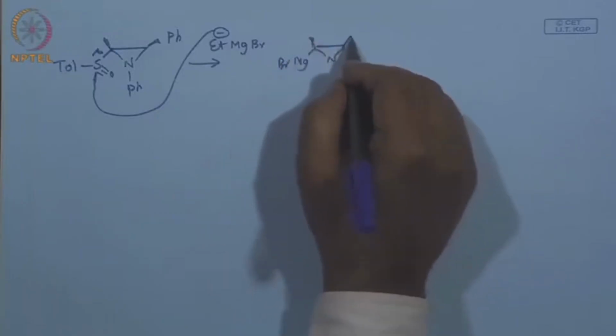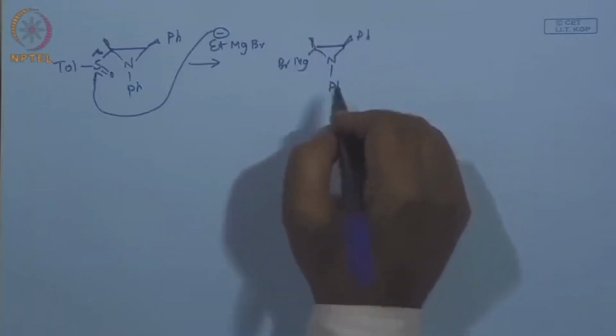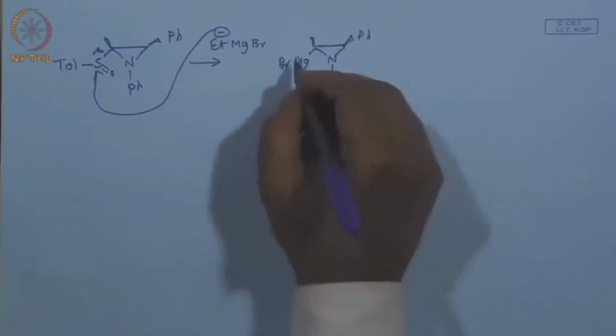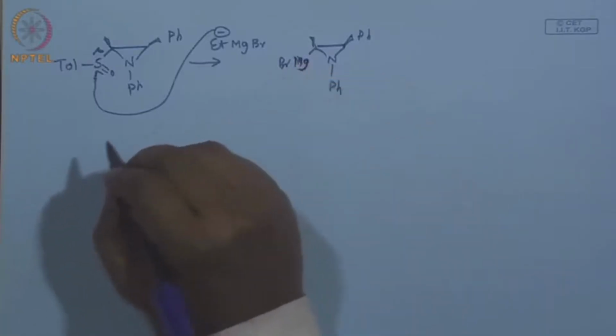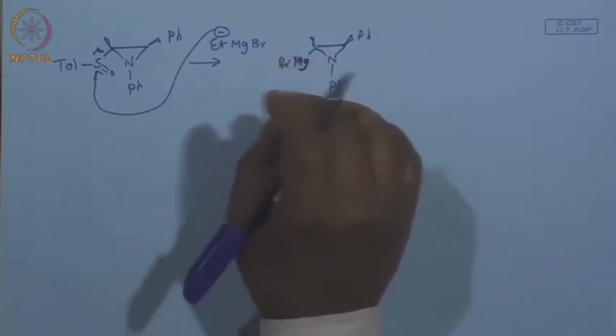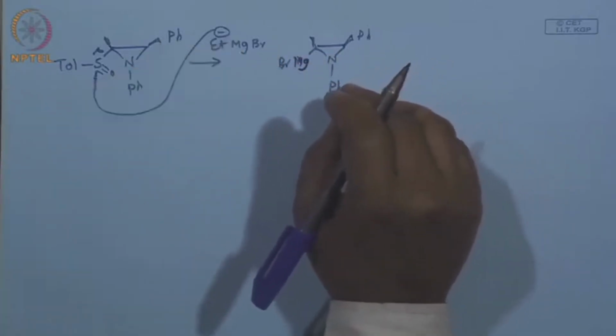By showing the bonds here, I mean to say the stereochemistry is retained. So, bromide, and this is magnesium. This is also a nice way of making the corresponding carbanion. That means sulfoxide can be used as a carbanion source. Okay.